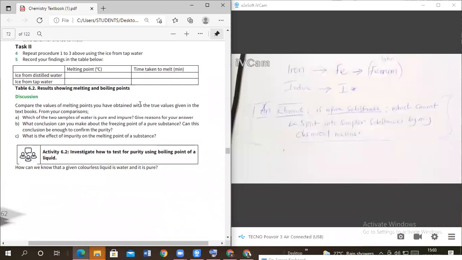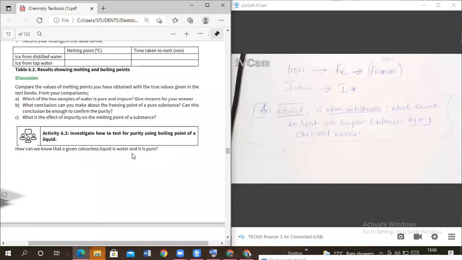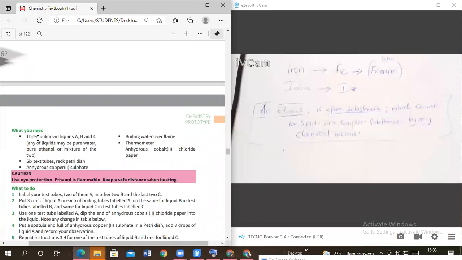Now, boiling points. They are saying three unknown liquids A, B, C of any type. You can pick water, ethanol, and any other. Then anhydrous copper 2 sulfate, boiling water over flame, thermometer, anhydrous cobalt 2 chloride paper.